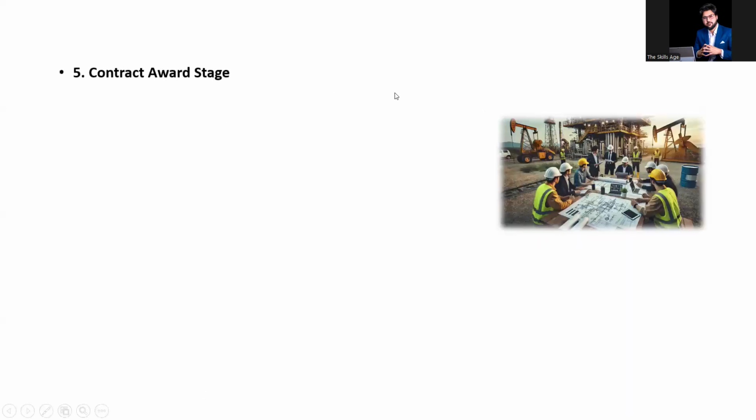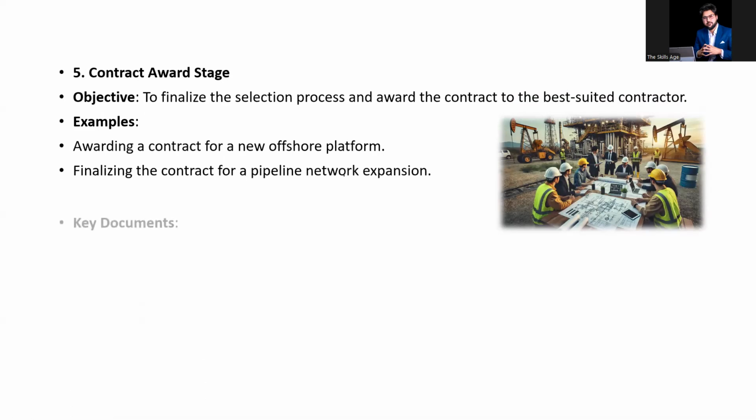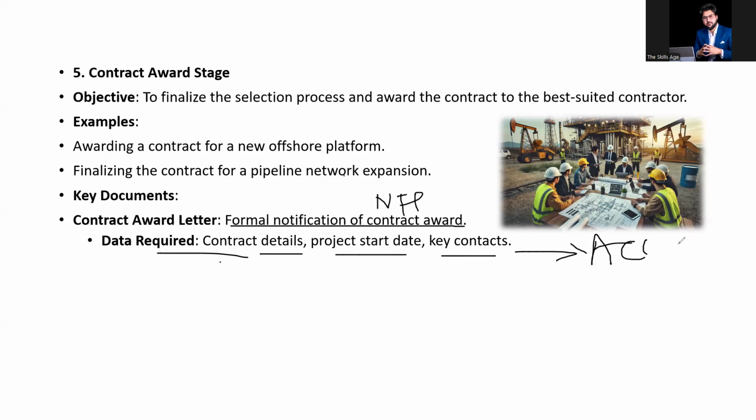Okay. The fifth process is contract award stage. What is the objective? To finalize that one contractor or service company. And examples: awarding a contract for a new offshore platform. This is actually a project name just to make you feel that yes, this is a project which we are going to talk about. Okay, so key documents. This is award letter. Okay, formal notification of contract and notice to proceed. We can call it notice to proceed as well. Data, contract details, project start date, key contact, acceptance letter as well. Okay, acceptance letter is also part of this.